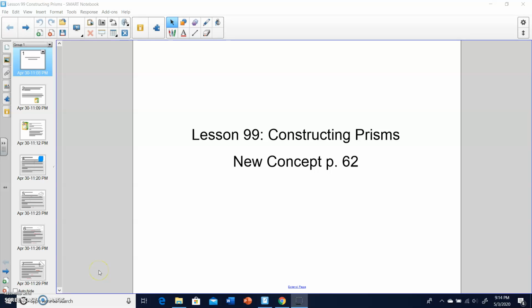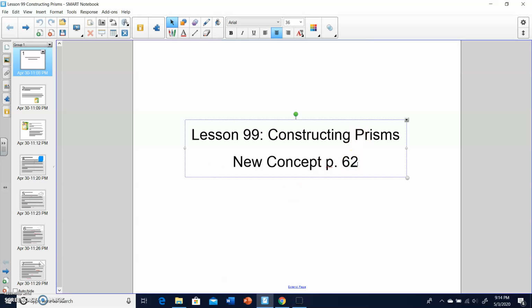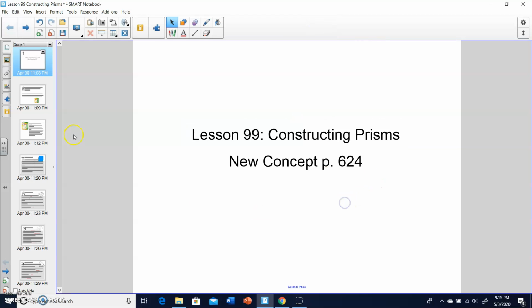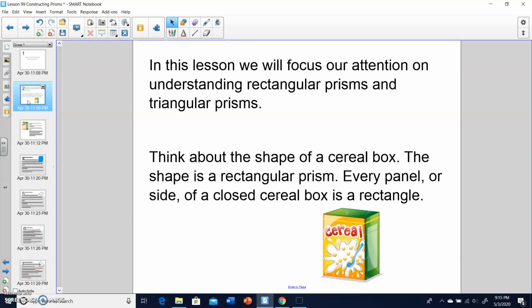Hi, fourth graders. Today we're talking about lesson 99, constructing prisms. The lesson begins on page 624 with a new concept. This time we'll focus on thinking about rectangular prisms and some triangular prisms.